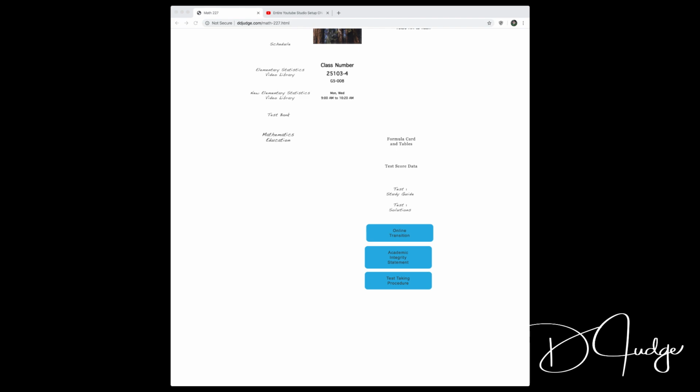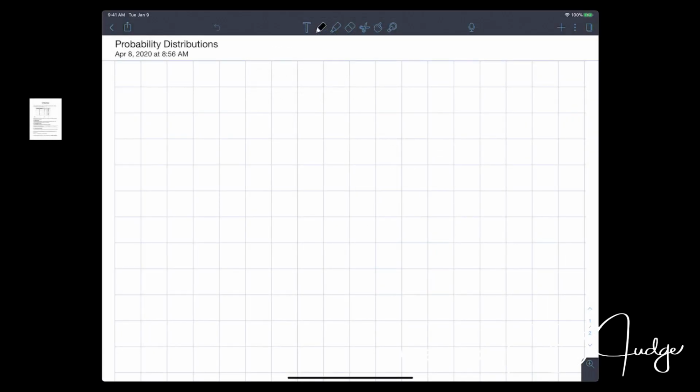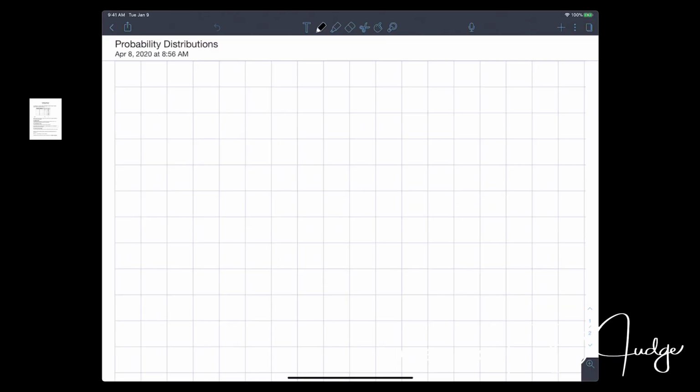We're going to, where are we going to? We got browser. Let's go to our iPad. Okay. And let's do this.